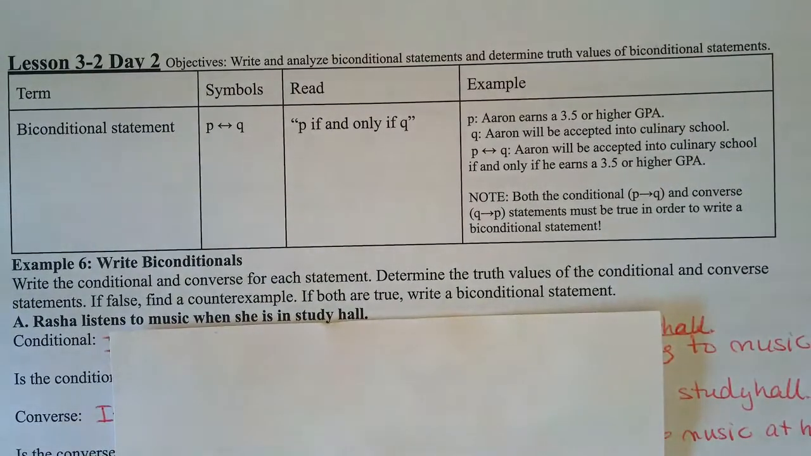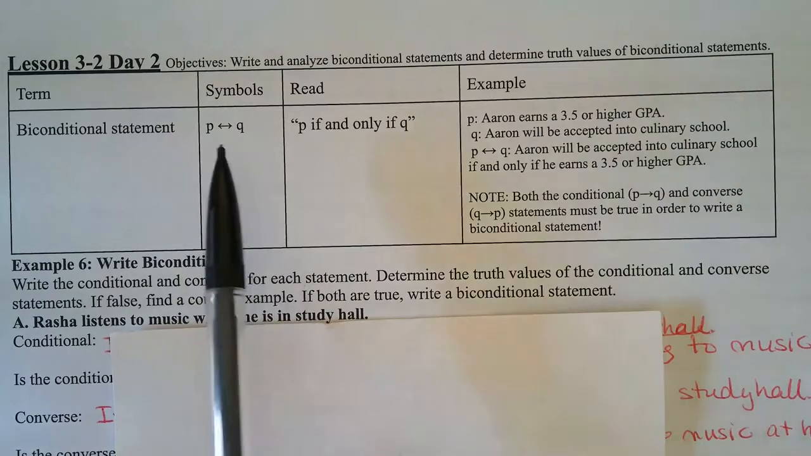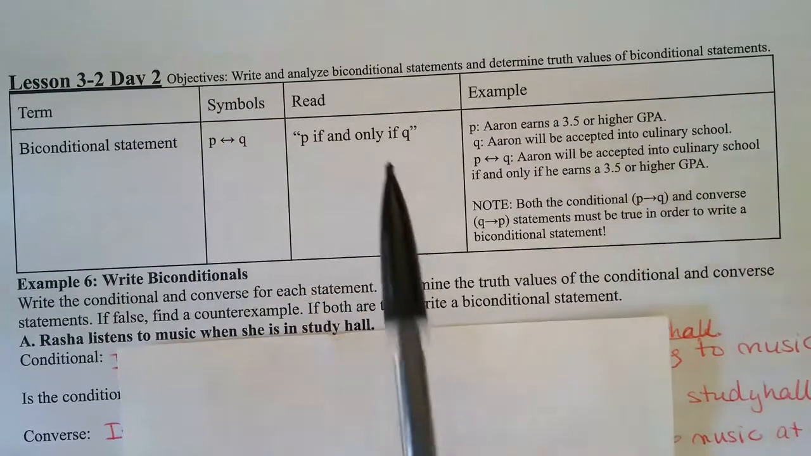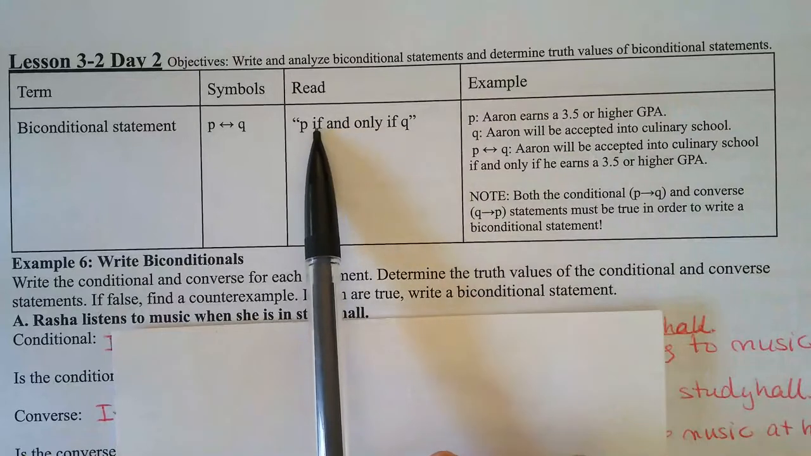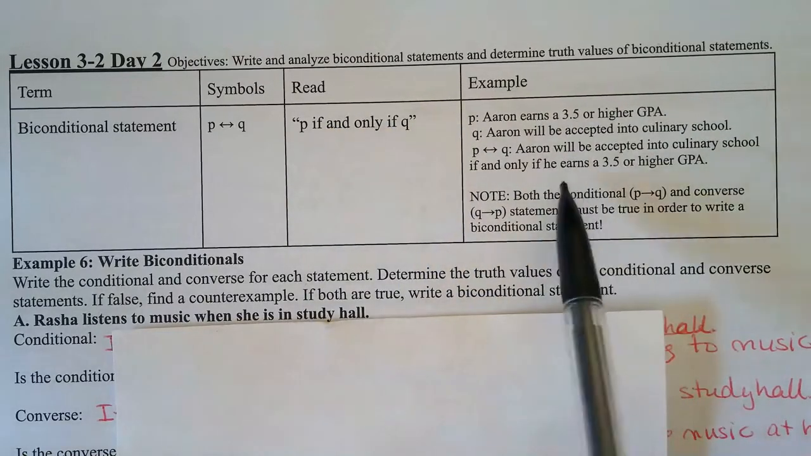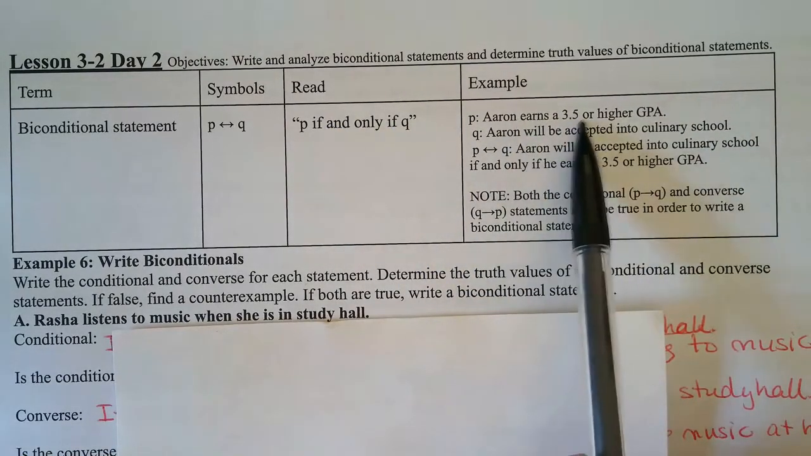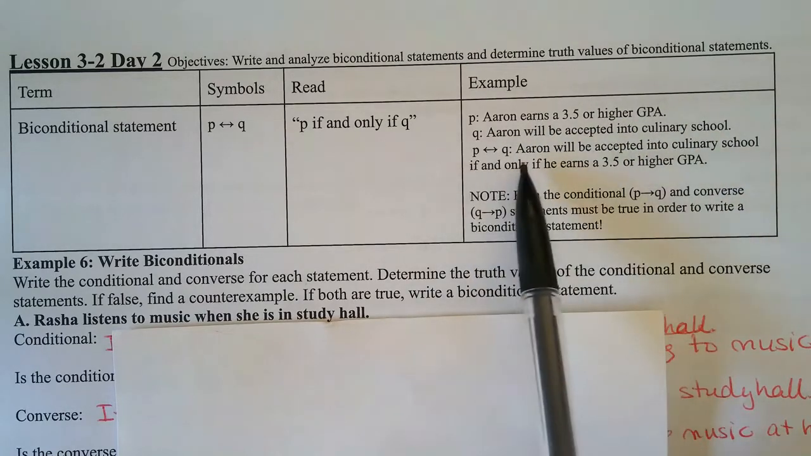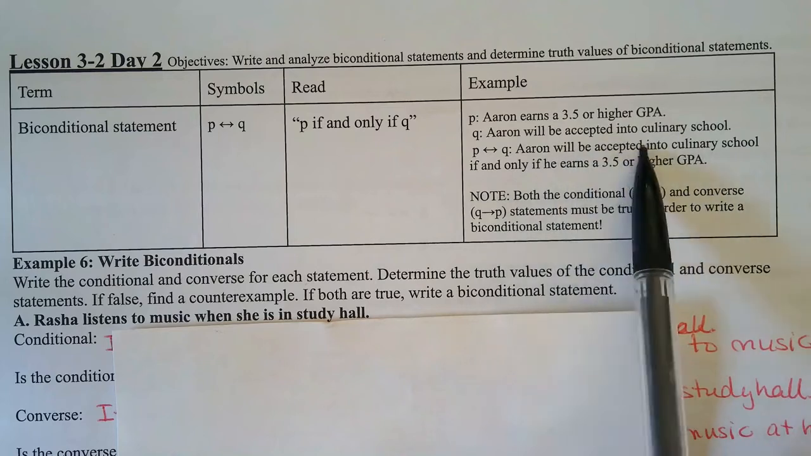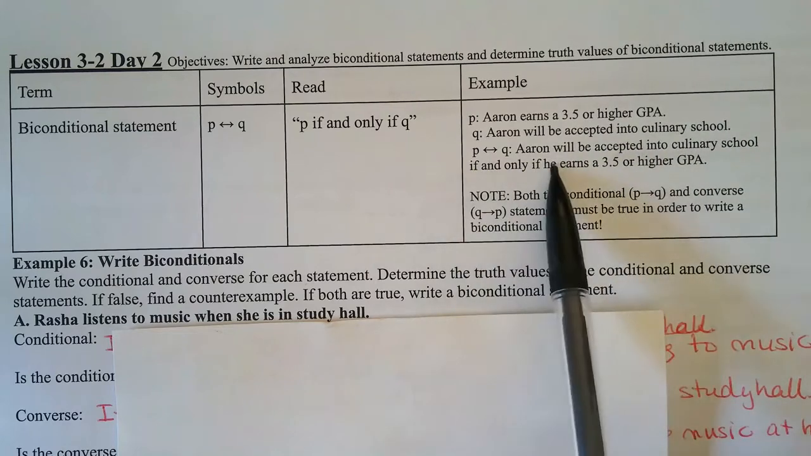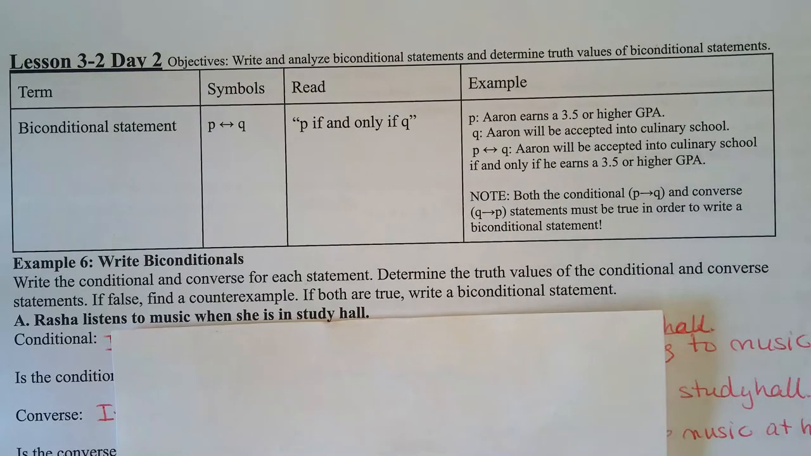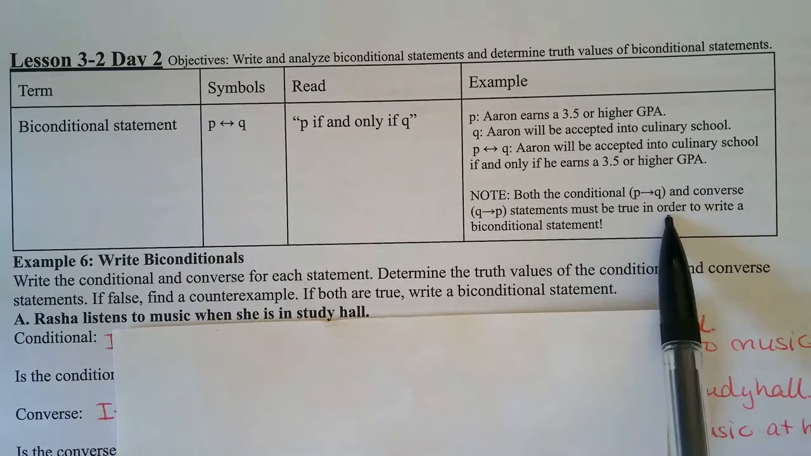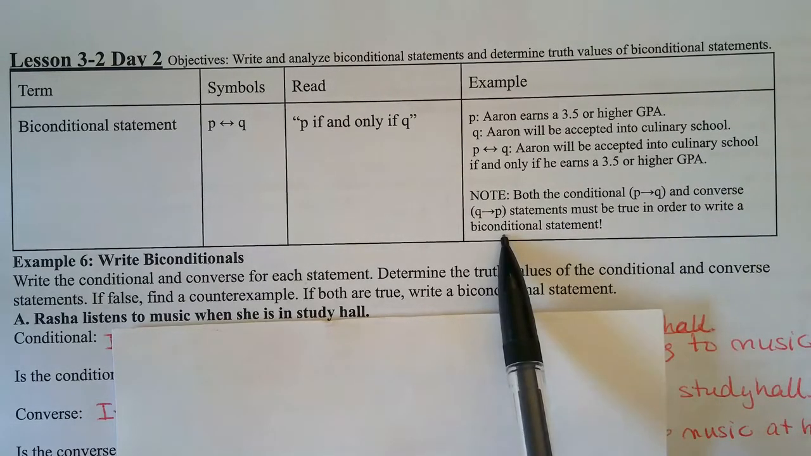So the other part of this lesson is talking about biconditionals. Biconditionals in symbols is a double arrow from both sides. And when we write it, we will put the phrase in there, if and only if. So for example, Aaron earns a 3.5 or higher GPA. Aaron will be accepted into culinary school. So a biconditional would be Aaron will be accepted into culinary school if and only if he earns a 3.5 or higher GPA. Both the conditional and converse statements must be true in order for you to write a biconditional.